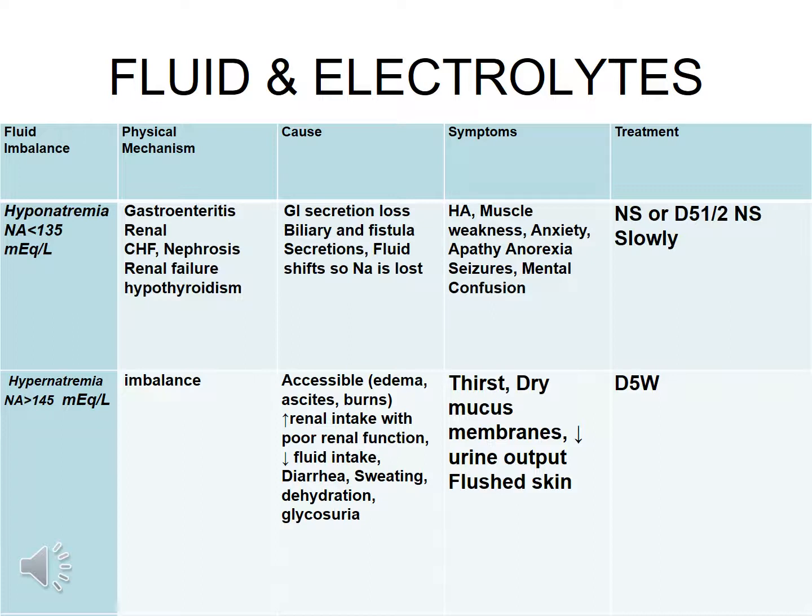Individuals that have hypernatremia, too much sodium content, it's generally caused by some type of fluid and electrolyte imbalance. Could be secondary to a disease process, could be burns, diarrhea, sweating, dehydration, edema, increased renal intake with poor renal function, or in the diabetic they can have sugar in their urine, high levels. Some of the symptoms are thirst, dry mucous membranes, urine output, flushed skin. And we usually treat this with D5W.